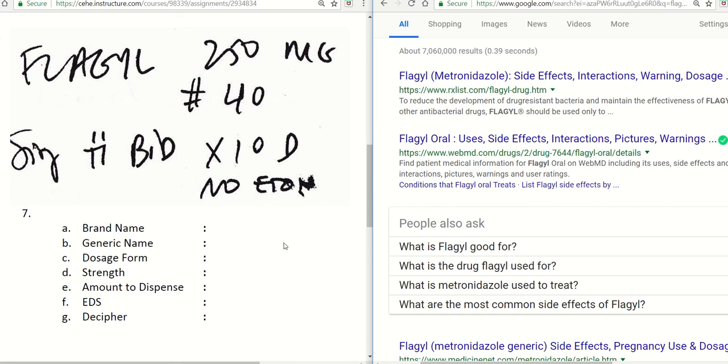Brand name Flagyl, generic metronidazole, dosage form tabs, strength 250 milligrams. Amount to dispense 40. EDS is already given to us, 10 days. Decipher, take 2 tablets by mouth twice a day for 10 days. No alcohol.